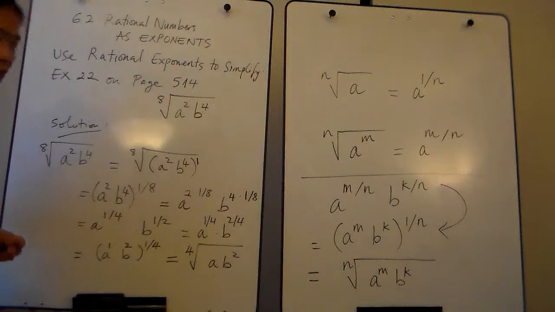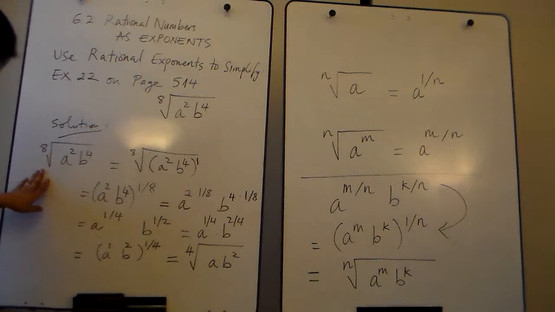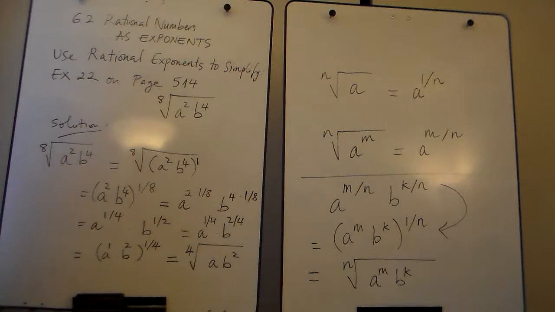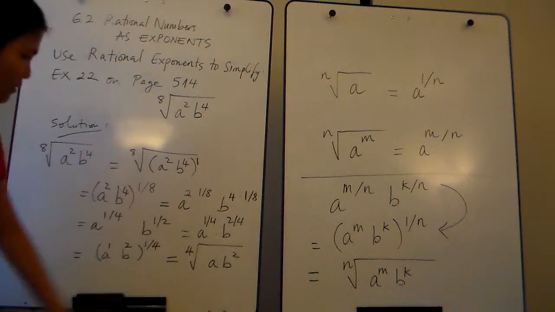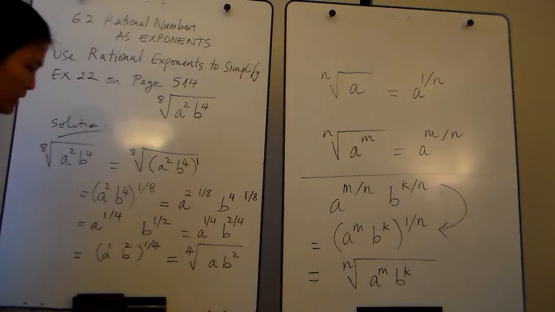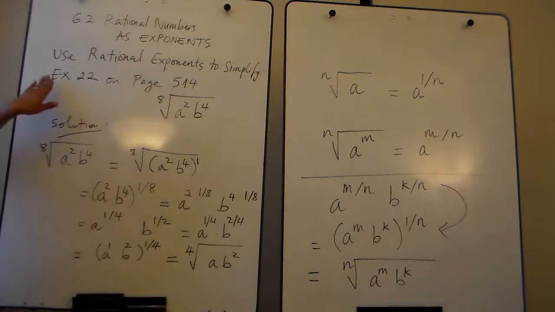From here, you're done. Again, we're given this radical expression. We simplify using the law of exponents and the radical formula or definition. Simplify, we get this. And the 4th root of a times b squared is the answer to example 22 on page 514.